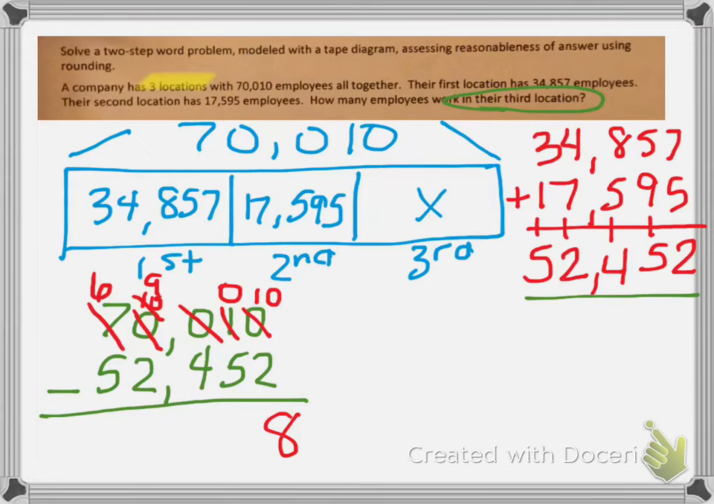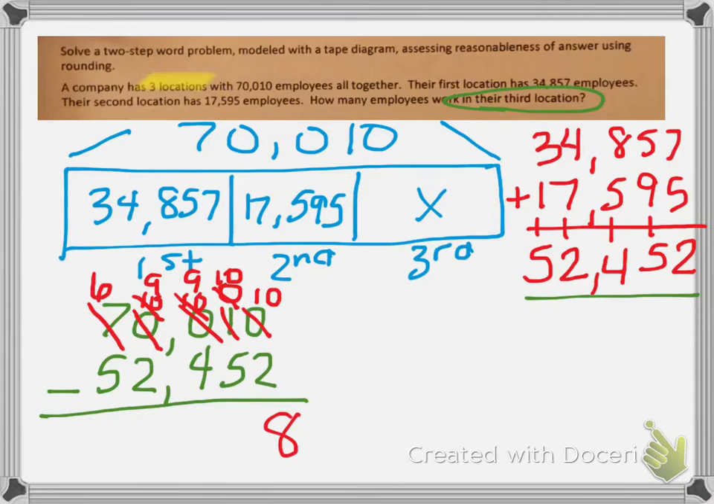Do I need to do the same thing next door? I'm going to move a 10 over. But I still need to regroup to the next place value, so this is also going to become 9. Okay? Then I move a 10 over. That 0 is now going to become 10. 10 tens.